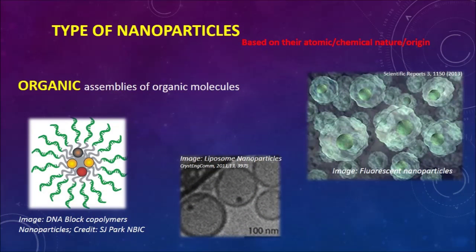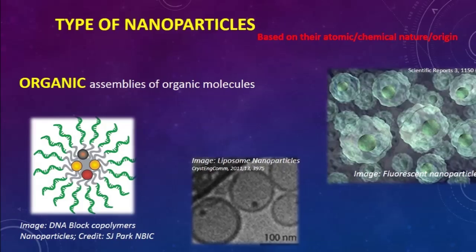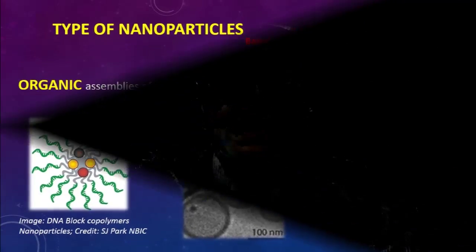The last type of nanoparticle we are going to discuss today is organic nanoparticles, and these nanoparticles are assemblies of various organic molecules like liposomes and DNA. These are two quick examples we can discuss. These nanoparticles can be used to load drugs or to surface functionalize the drug, and they are of particular importance for sensing and biomedical applications.